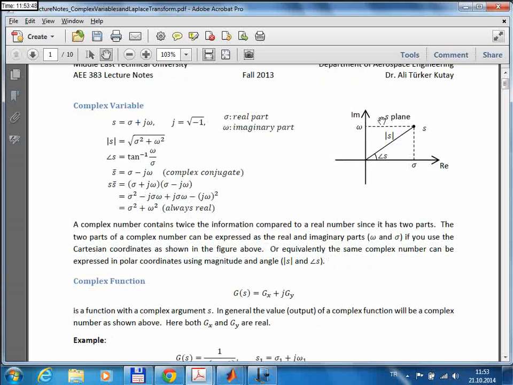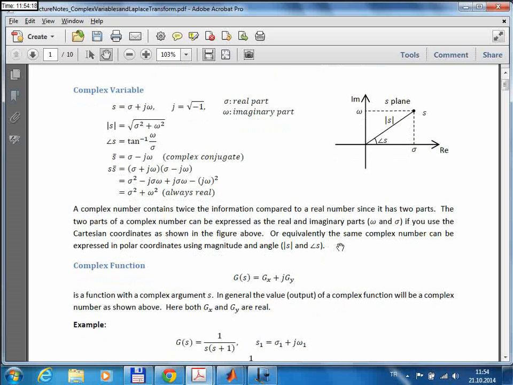And on the complex plane, most of the time we use Cartesian coordinates. That means we use the real axis component and the imaginary axis component. But you can also use polar coordinates, right? In polar coordinates, you express the length of the number, which is the distance from the origin to the complex number, and then the angle it makes with the positive real axis. So this is the length and this is the angle. Okay.